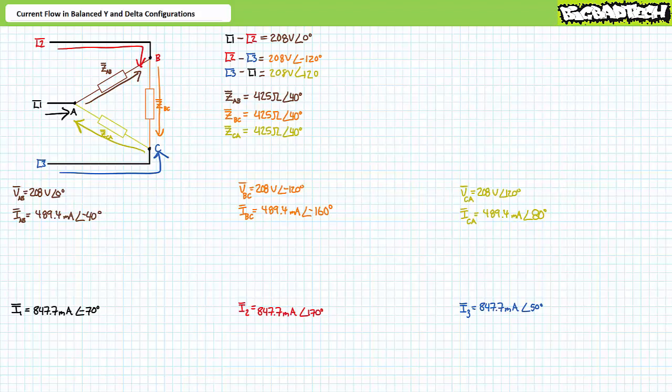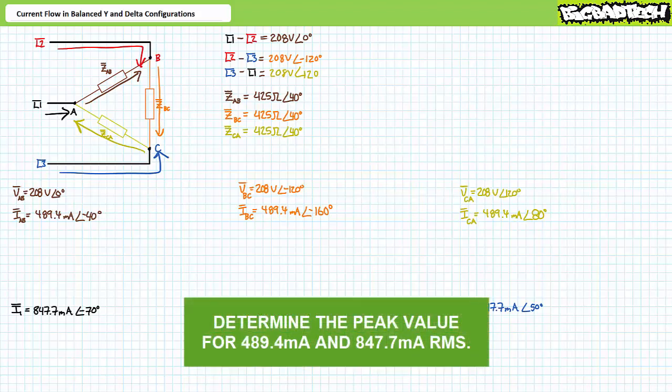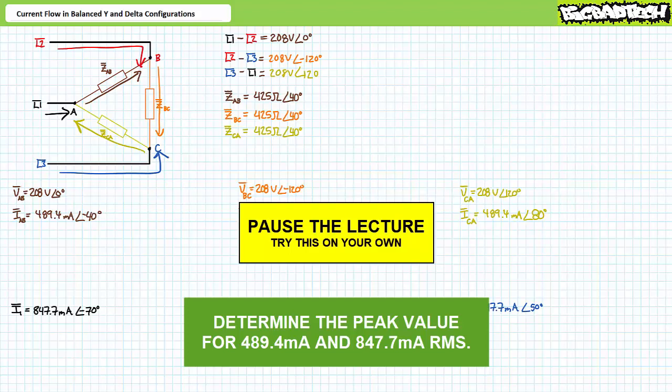What in the hell does this mean? This most assuredly does not mean 489.4 milliamperes chases its tail around the delta, nor does it mean 847.7 milliamperes simultaneously pours into the delta from three different corners. These are phasor values and are merely shorthand representations of time-variant sinusoidal phenomenon. As previously, I invite you to determine the peak values for both load and line current for this balanced delta configuration. By all means, pause the lecture and do so now.